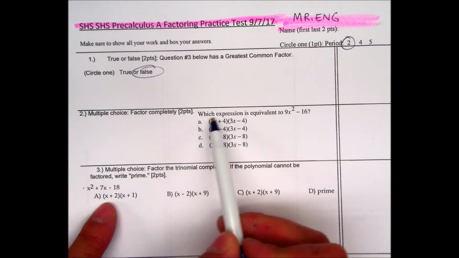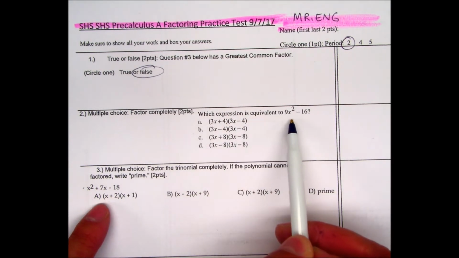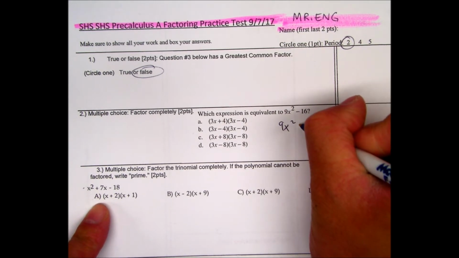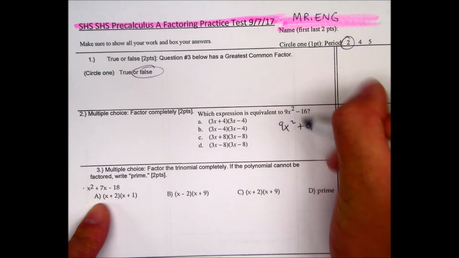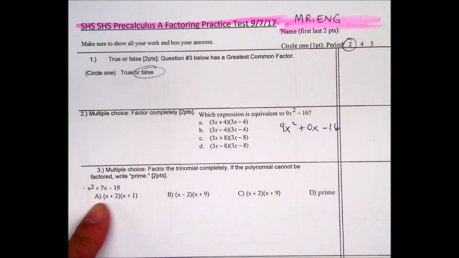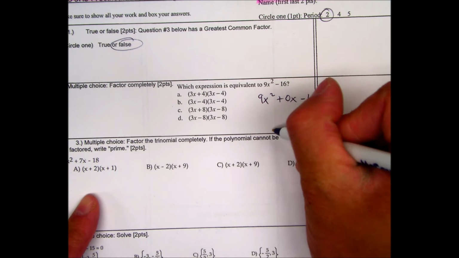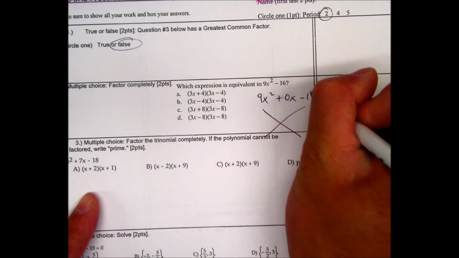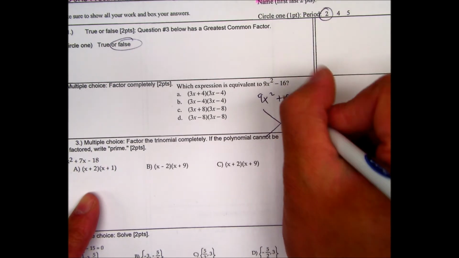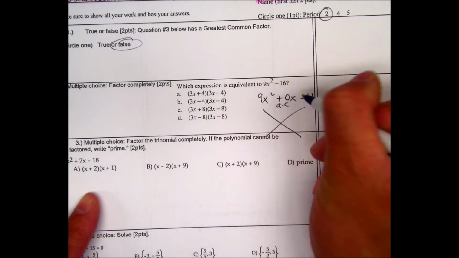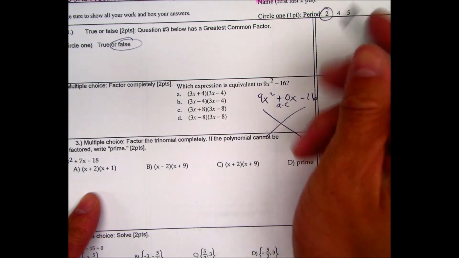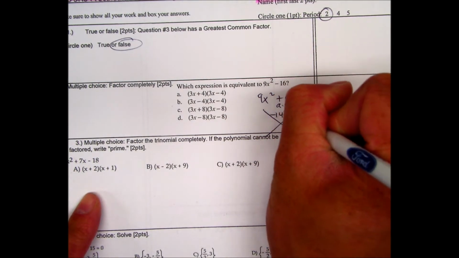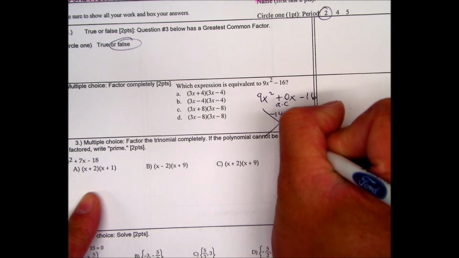For question number 2, which expression is equivalent to 9x squared minus 16? So this is how I do the problem. You might have learned factoring differently. I'm going to put in a 0 there. There's my b value. I'm going to identify my a, b, and c. My a value is 9. My c value is negative 16. So a times c, 9 times negative 16. And my b value down here is 0.